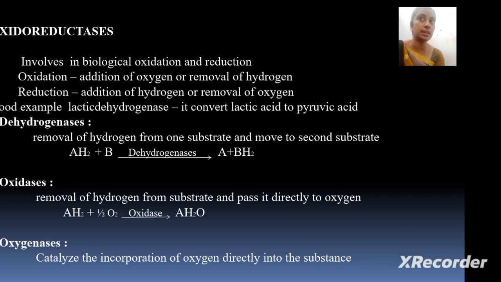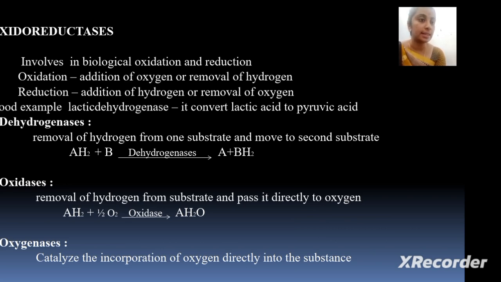That is one of the enzymes. It converts lactic acid into pyruvic acid and vice versa. The following are oxidoreductases: dehydrogenase, oxidase, and oxygenase. Dehydrogenase removes hydrogen from one substrate and moves it to a second substrate. The equation clearly shows the reaction: AH2 plus B, with the dehydrogenase enzyme, gives A plus BH2.